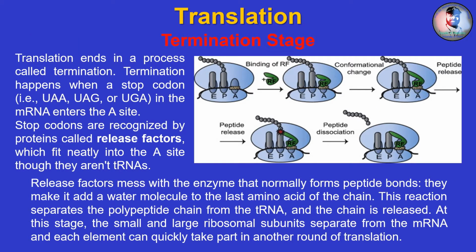Termination stage. Translation ends in a process called termination. Termination happens when a stop codon, that is UAA, UAG or UGA, in the messenger RNA enters the A site. Stop codons are recognized by proteins called release factors, which fit neatly into the A site, though they are not tRNAs.